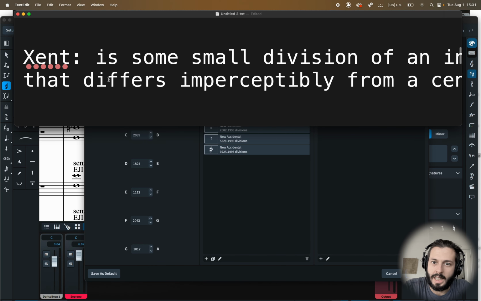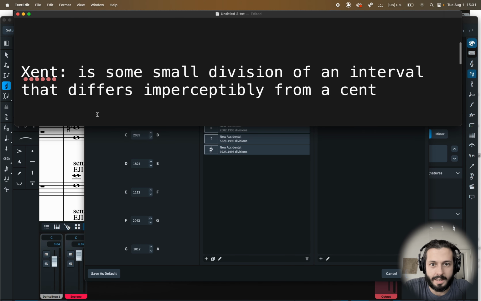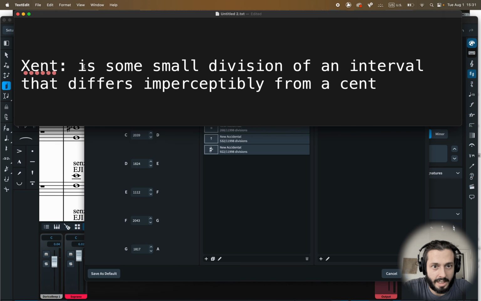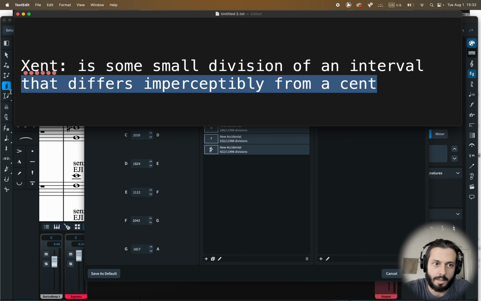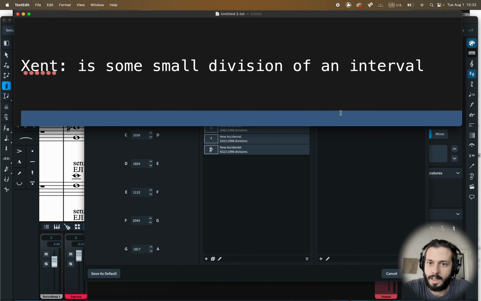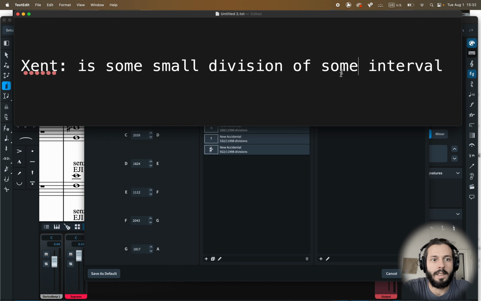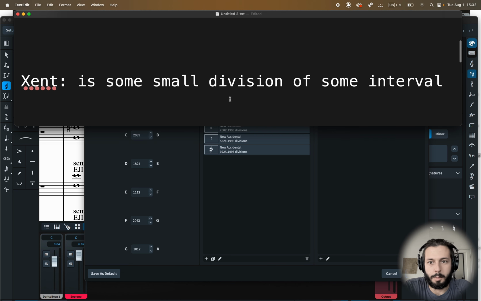And so a definition I came up with is some small division of an interval that differs imperceptibly from Xents. But in the future, maybe it could be expanded on a bit more, to where it does differ. But let's just say it's some small division of some interval, right? And we kind of define it.